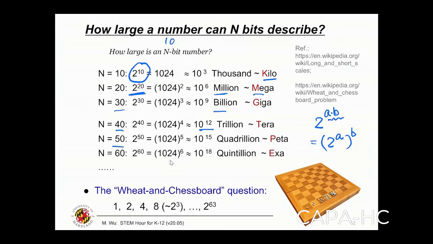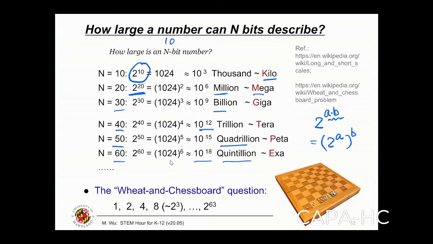50 will be 10 to the 15th. So 1 followed by 15 zeros, a really huge number. It's a quadrillion. Short name will be peta. And further, if we have 60 bits, it will be 10 to the 18th power. It will be a quintillion.